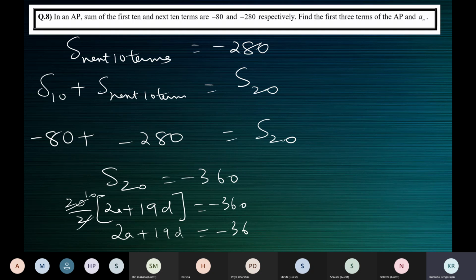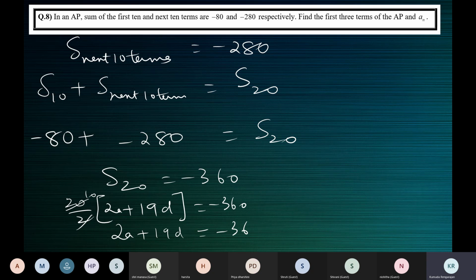The equation can be different depending on how you've constructed it. So what I have done is the sum of the first 10 terms plus the sum of the next 10 terms is equal to the sum of the first 20 terms. So substitute the values accordingly. First 10 terms is minus 80, next 10 terms is minus 280.